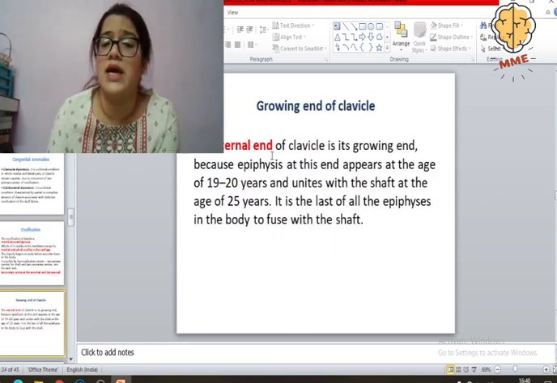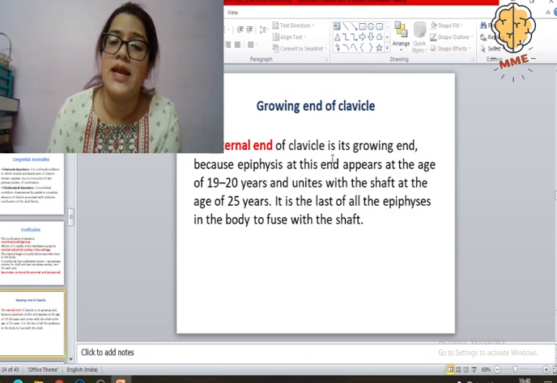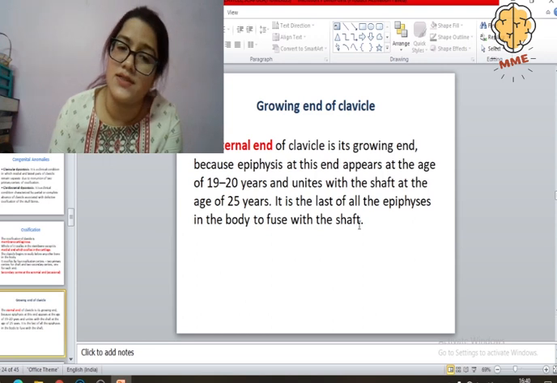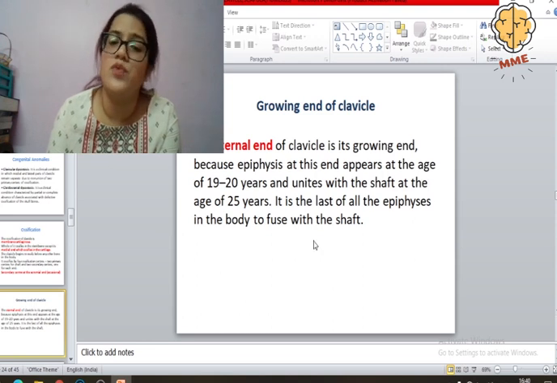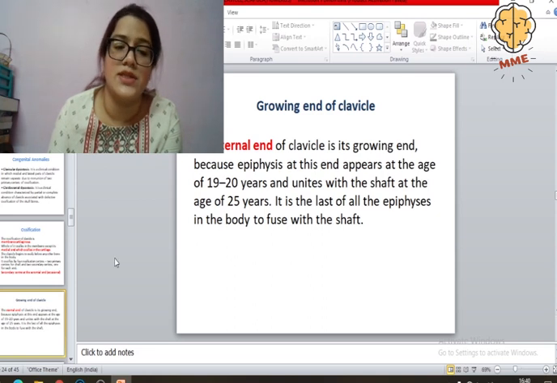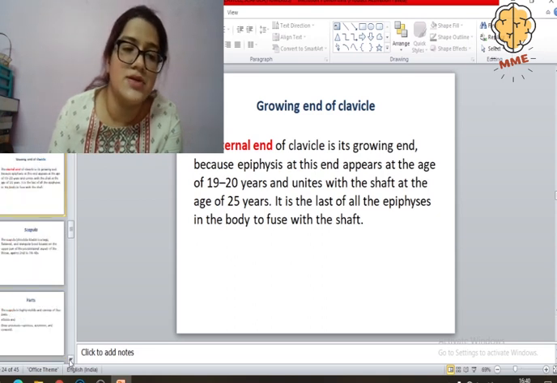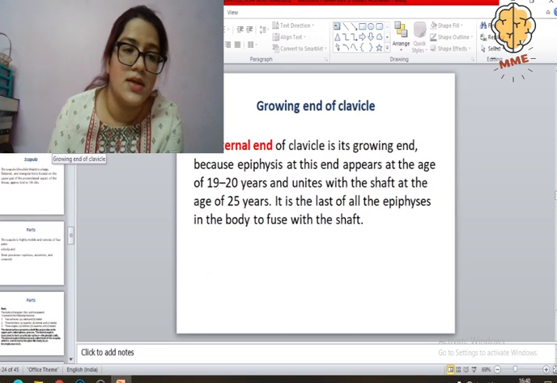Growing end of the clavicle. How do you identify the growing end? The sternal end of the clavicle is its growing end, because epiphysis at this end appears at the age of 19 to 20 years and unites with the shaft at the age of 25 years. So the last to unite will obviously be the growing end. So it is the last of all epiphysis in the body to fuse with the shaft, and that's why I mentioned it, and that's why we need to remember this.